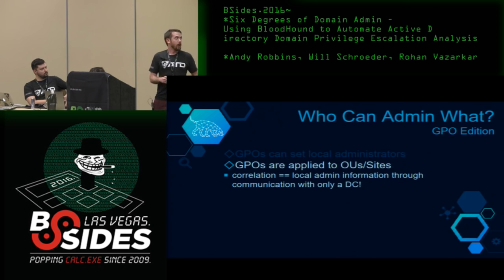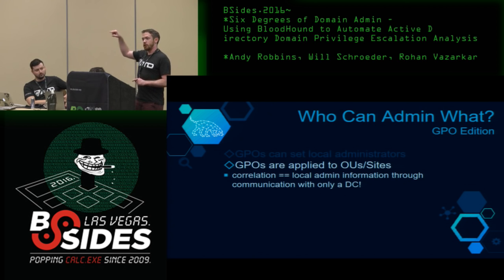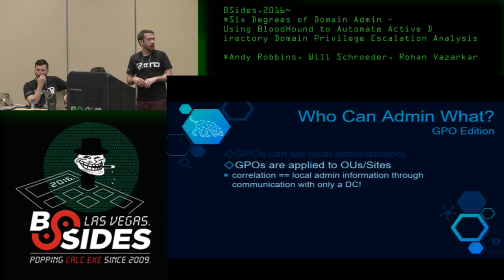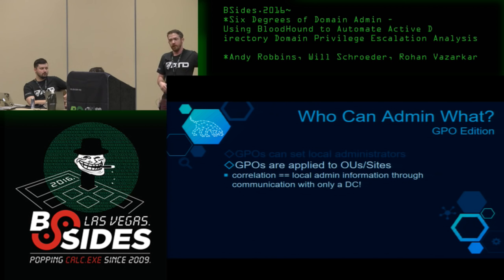I love this stuff. But through just querying information on a domain controller, we're not touching every single system like we did with the previous approach. We're only talking to a domain controller. We're pulling group policy object information back. We're linking that with where those policies are applied for sites and OUs. And we can get a really nice mapping of who can administer what machines with just communication to a domain controller, which is super normal. I can't imagine a way this would be detected. Maybe there's some vendor that can detect anomalous LDAP queries, but I haven't seen it yet.